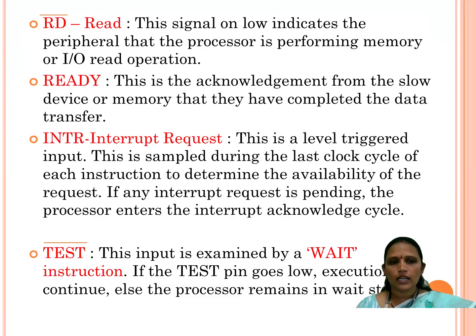And the next signal is INTR, that is the interrupt request. This is a level triggered input. It is sampled during the last clock cycle of each instruction to determine the availability of the request. And TEST bar: this input is examined by the WAIT instruction. Whenever the TEST pin goes low, execution will continue, or else the processor remains in the wait state.